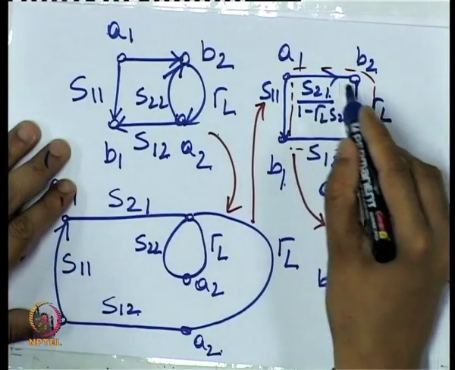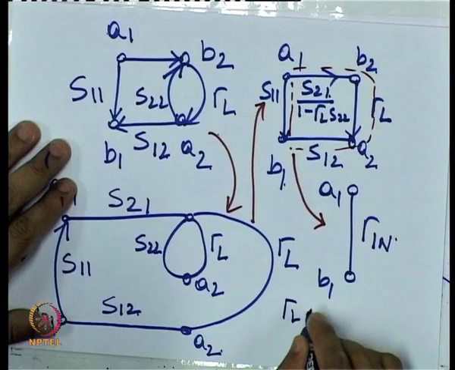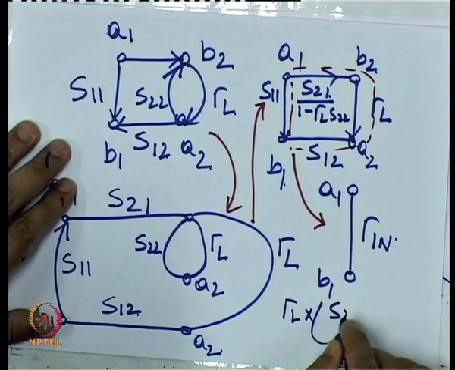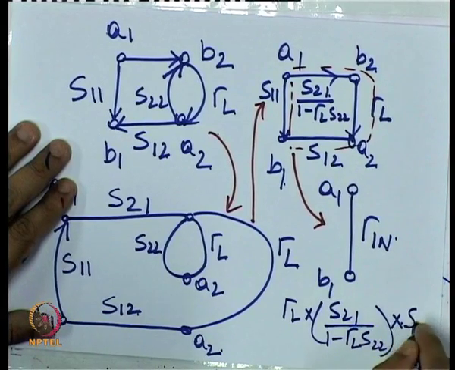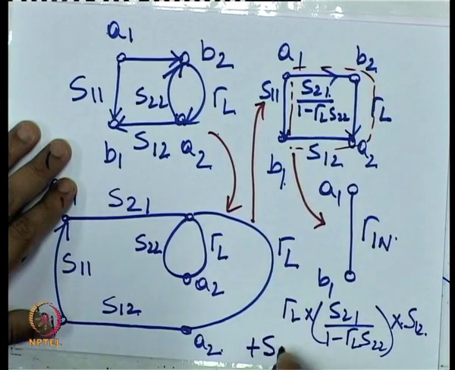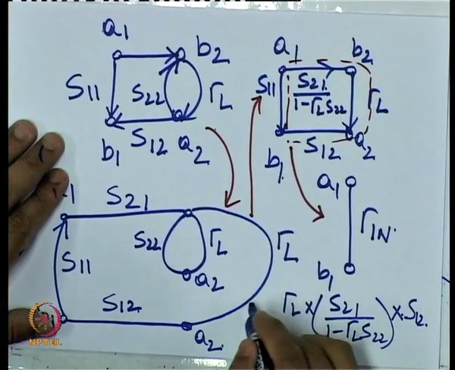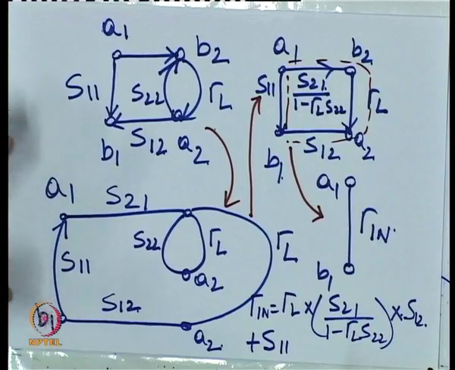So along this path, the total product of weights is what? Gamma L times S21 over 1 minus gamma L S22, multiplied by S12, and along this path the total weight is this. So then gamma in is equal to this expression, which is the same as the expression that I just derived earlier.